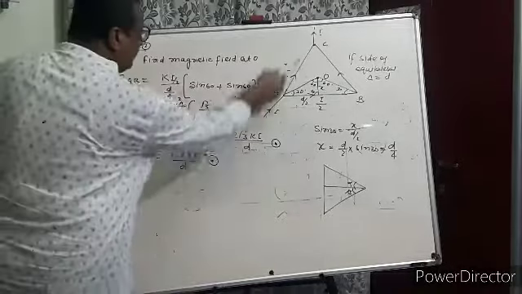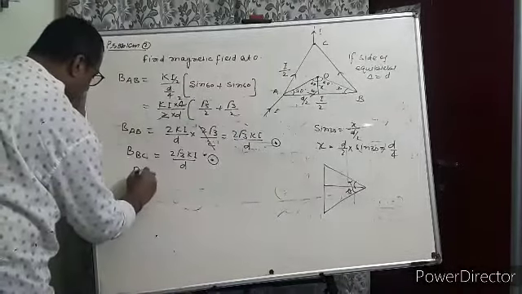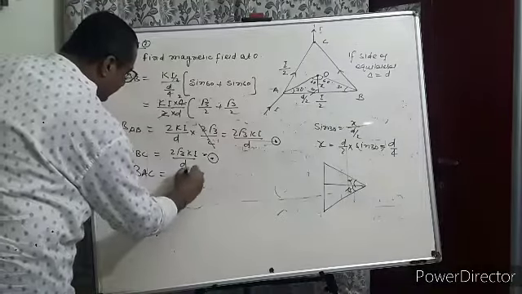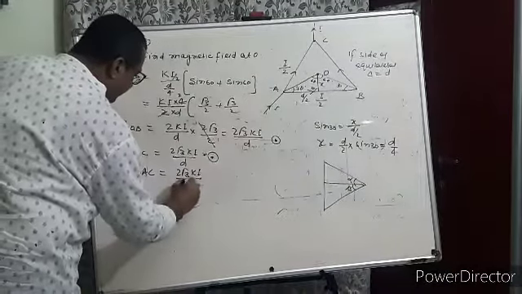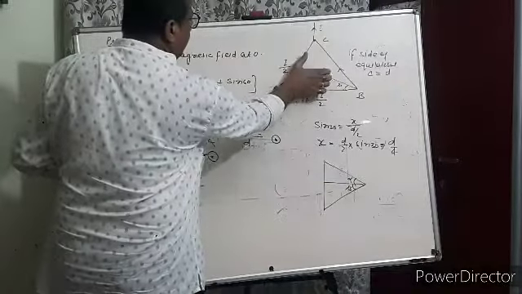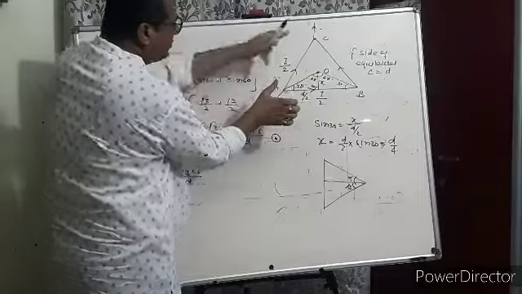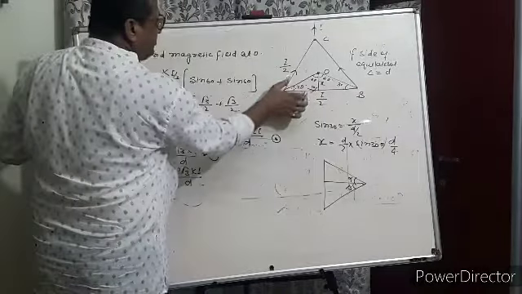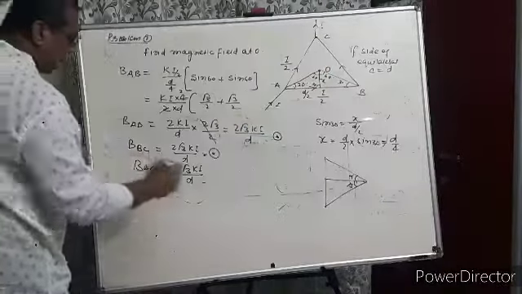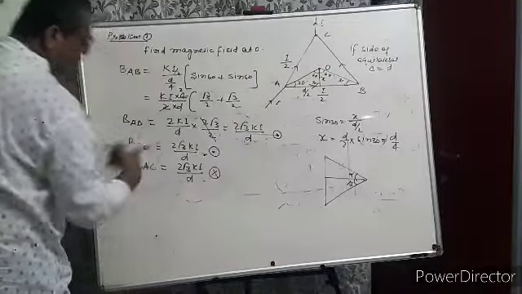Then magnetic field due to AC is 2 root 3 K I by d. And here the magnetic field will be inward, because this is the direction of the thumb, and this is the direction of current, and here it is inward. So inward magnetic field is going.